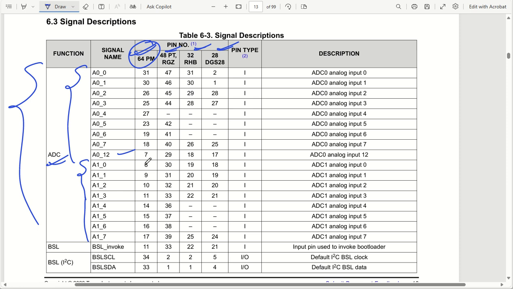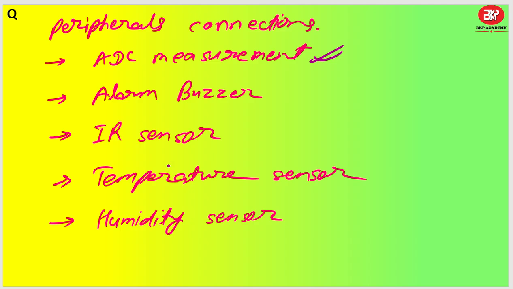Now let us get into the next question. We want to put one alarm buzzer, or let us say an IR sensor, a temperature sensor, and a humidity sensor. So these four questions we will see together. Okay, so let's get into the question of these things.